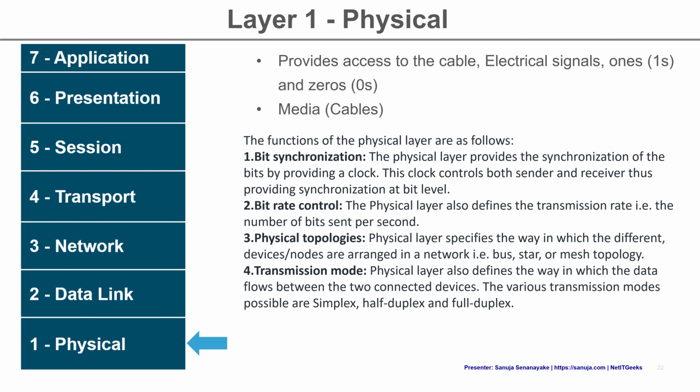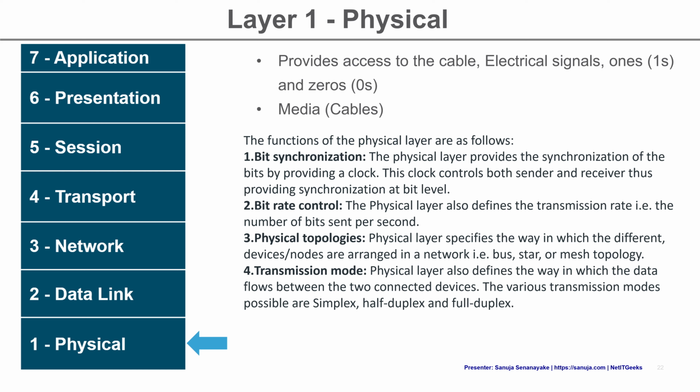The functions of the physical layer can be described as follows. First, bit synchronization. The physical layer provides synchronization of the bits by providing a clock. The clock controls both sender and receiver, thus providing synchronization at the very bottom bit level. It's a very important operation, because those bits, ones and zeros, are the fundamental building blocks of computer systems and network engineering, right? So the physical layer is responsible for synchronization of those bits.